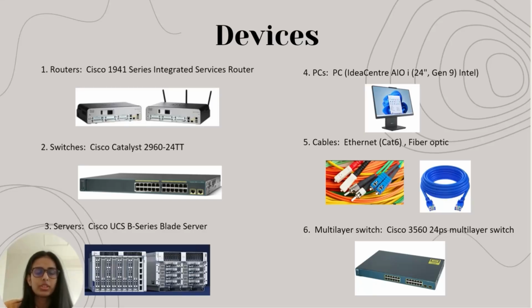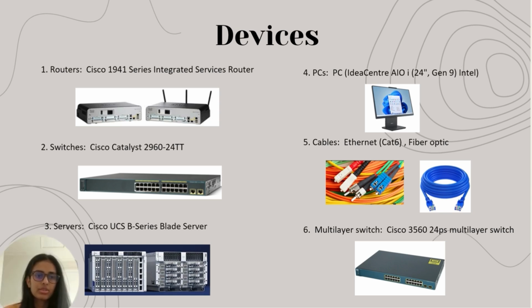Now I'm going to talk about the devices and their technical aspects. The first device is the Cisco 1941 series integrated services router. This router provides both security and high-speed internet access. It supports advanced features like VPN and firewall.